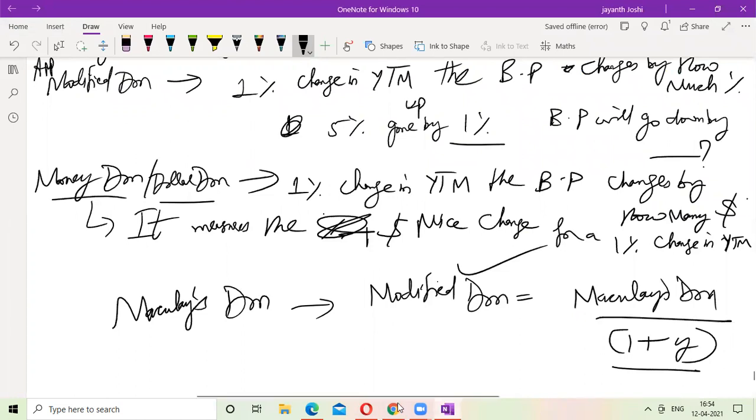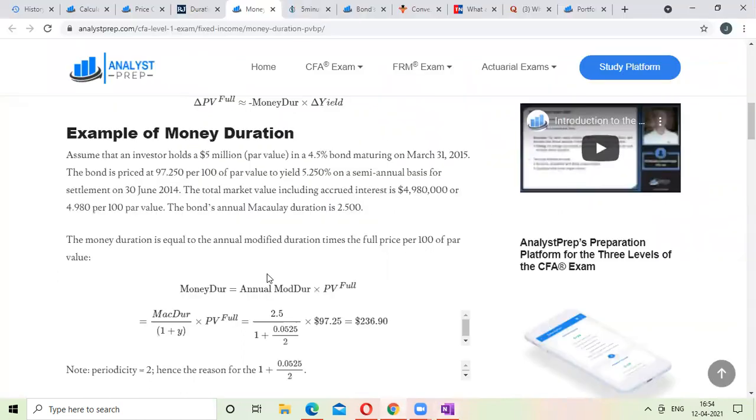Okay, that's the formula. So now money duration is nothing but annual modified duration, which you need to find out. How will you find out? That annual modified duration is Macaulay duration divided by 1 plus yield to maturity. So that we have done into the full price of the bond which you paid.